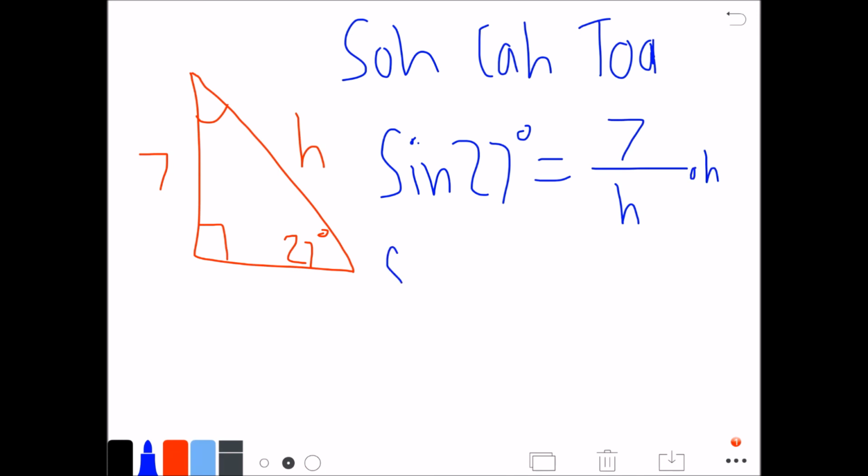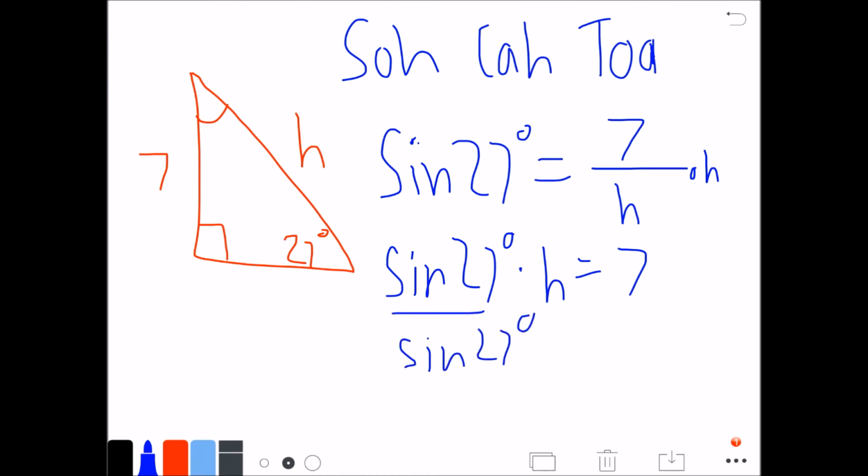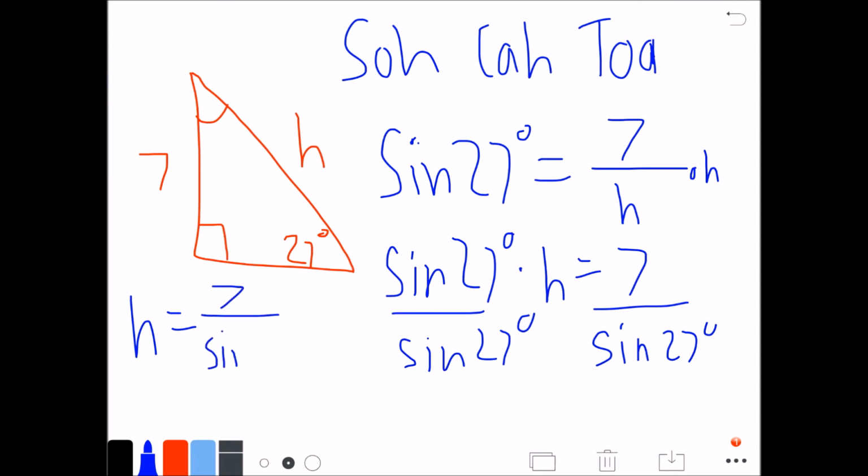So multiply by h, so you get sine of 27 degrees times h equals 7. So you divide by sine 27, and finally you get h equals 7 over sine of 27. Type it in the calculator and you get your answer. And make sure it's in degree mode. I cannot stress enough, there are people that fail the test because they forgot to put the calculator in degree mode. Remember, important stuff here, y'all.